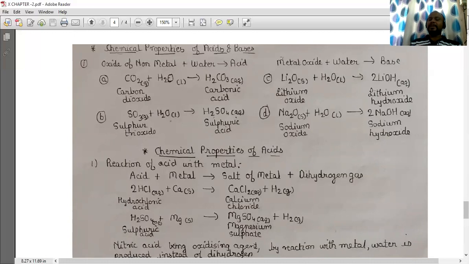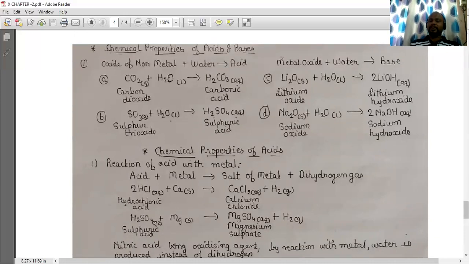In the same way, metal oxide when it reacts with water gives you base. Lithium oxide when it reacts with water gives you lithium hydroxide. Same way, sodium oxide when it reacts with water gives you sodium hydroxide. Li2O plus H2O gives you 2 LiOH. Na2O plus H2O gives you 2 NaOH.